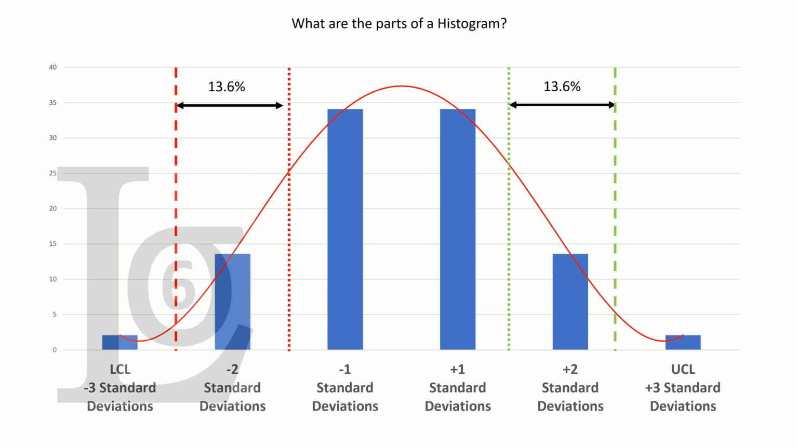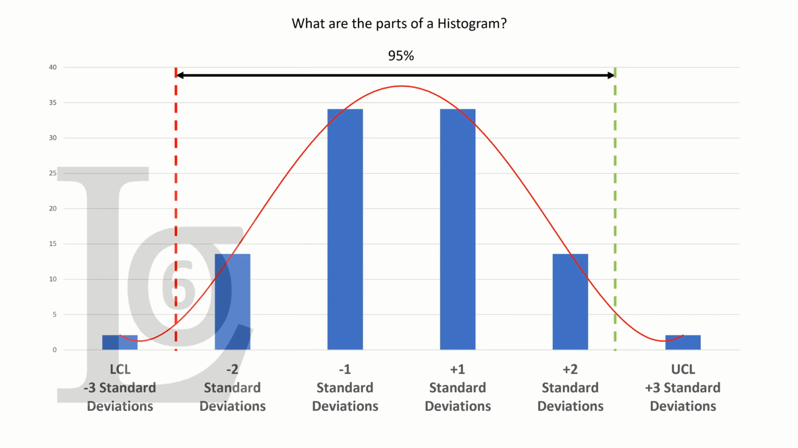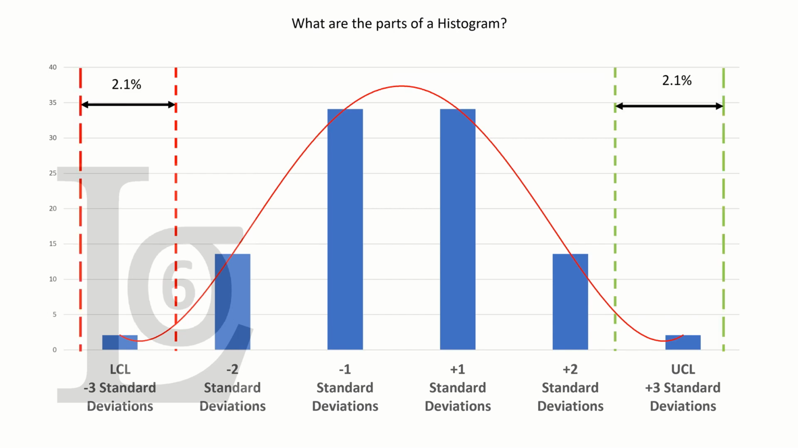So between 1 and 2 standard deviations on each side of the mean is a bucket having 13.6% of the data. These 4 buckets have 95% of the data in your data set. Between 2 and 3 standard deviations are buckets that have 2.1% of the data in each bucket.